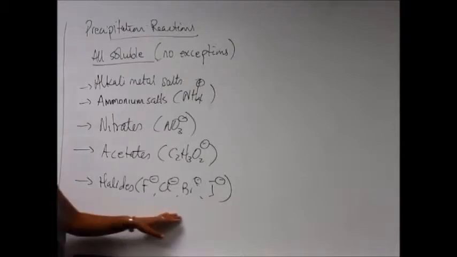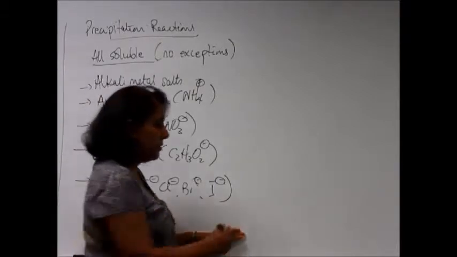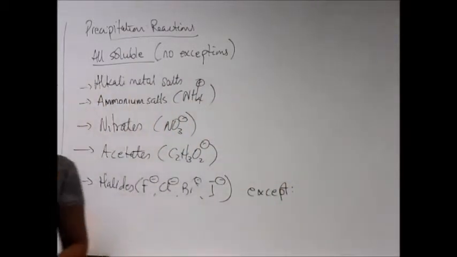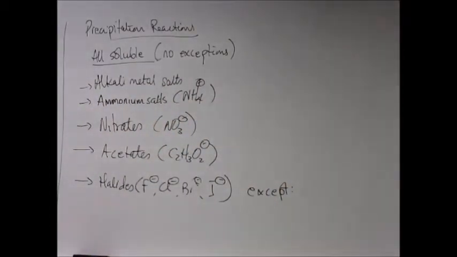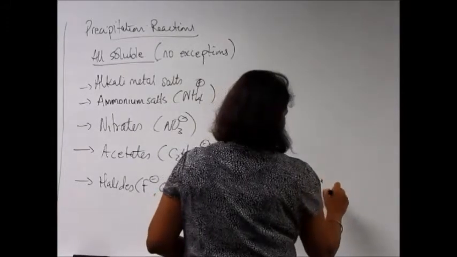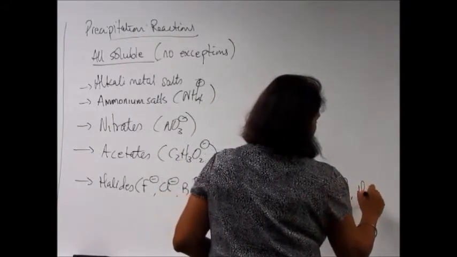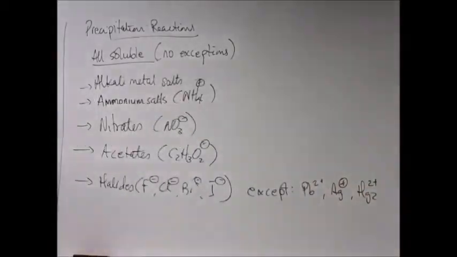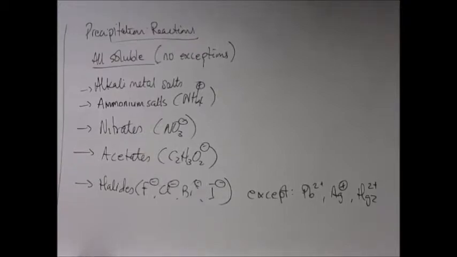So halides, all of these are soluble except. Now we have exceptions. And it's the exceptions that always kill us. It's never the simple and straightforward stuff. Okay? And so, except for lead, silver, and mercury. Okay. I'm not going to write out all the rules because I just wanted to give you some examples of how this works.